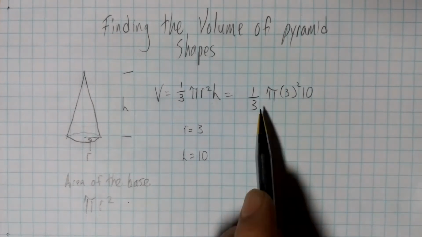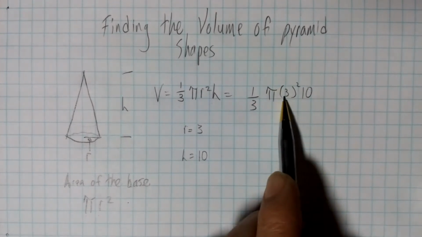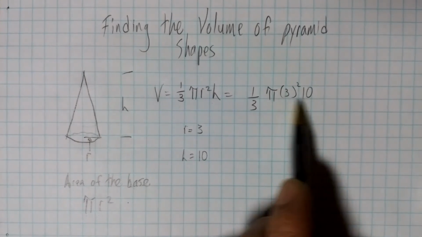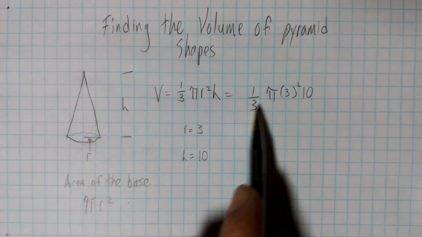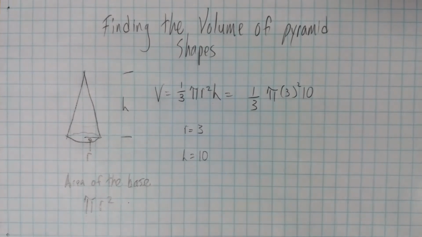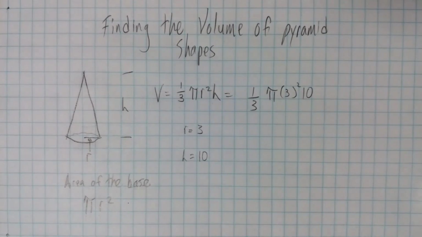And notice how I've written this. Everything is multiplication. If I put the 3 in parentheses, that signifies it's 3 times 10, and it's pi times 3. And because pi is right next to this 1/3, it's all multiplication.